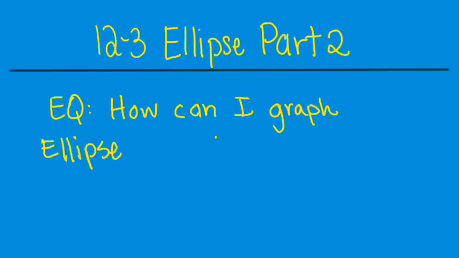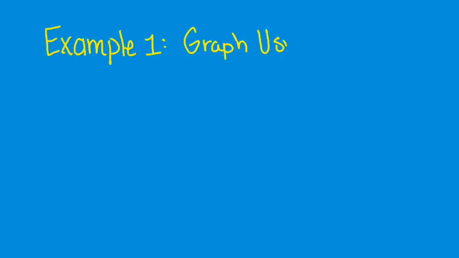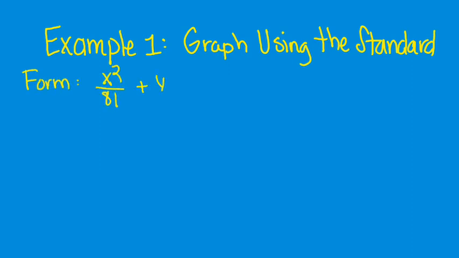Okay, Algebros, here's part 2 of ellipses. I'm sure now you can imagine we're going to graph an ellipse, now that we know how to write the equation. So example 1, we're going to graph using the standard form of x squared over 81 plus y squared over 25 equals 1. And we just solved for this one, so it should be pretty easy.